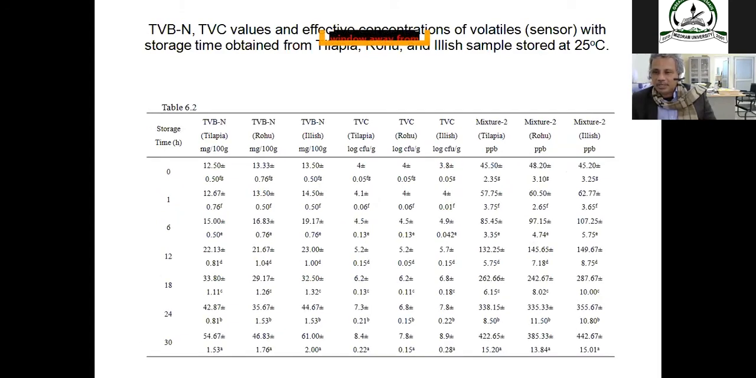This is the mixture of gases. Sample 2, sample 3 we have taken. We have got the TBN value and the TBC value. These are standard values actually. Using our sensor, we compare against the standard values and detect whether the sample is spoiled or not, whether the fish or meat quality is good or not. That we can test.